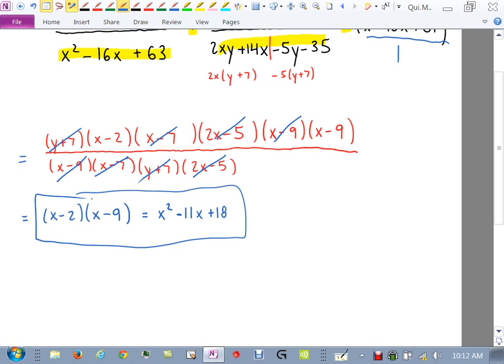I think the book multiplied it out. Yes.